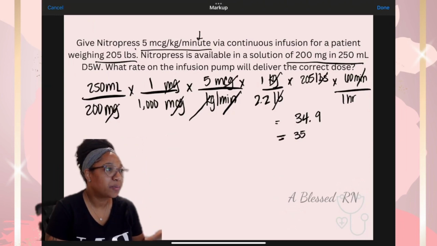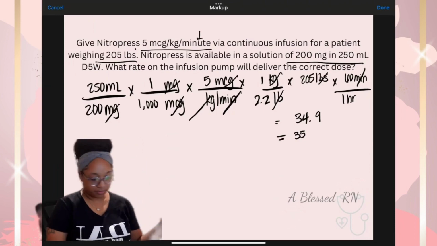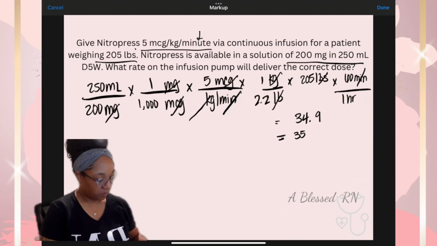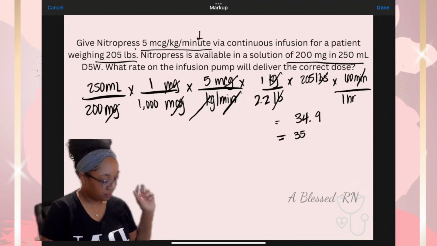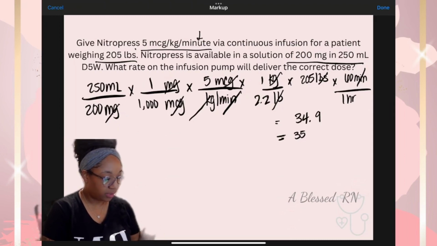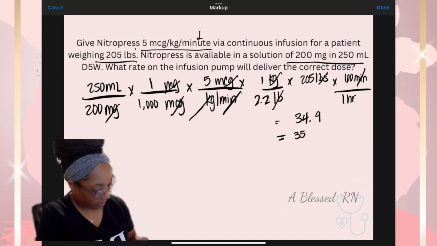How'd you get 34 point? All right, so multiply all the way across the top and divide it by the bottom. And got 34.9. All right, so let me do it the other way.